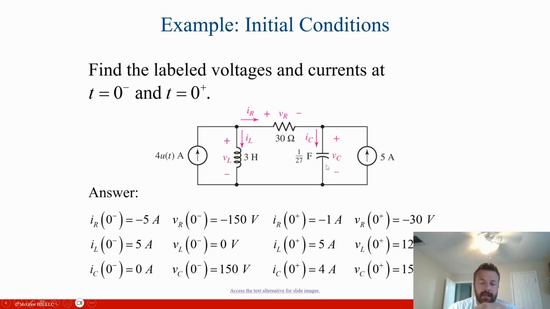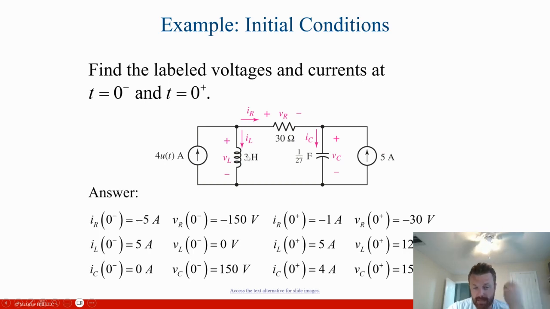And since the capacitor is behaving as an open circuit, IC at 0 minus will be 0. How would we then subsequently determine the voltage across the resistor before this source turns on? Well, Ohm's law still holds. You know the current through the resistor, multiply it by the resistor value, and that's what you get. You notice that it is negative subsequently because the current is negative.